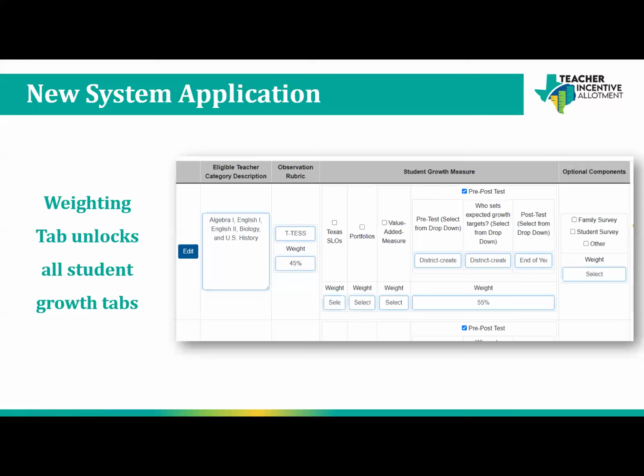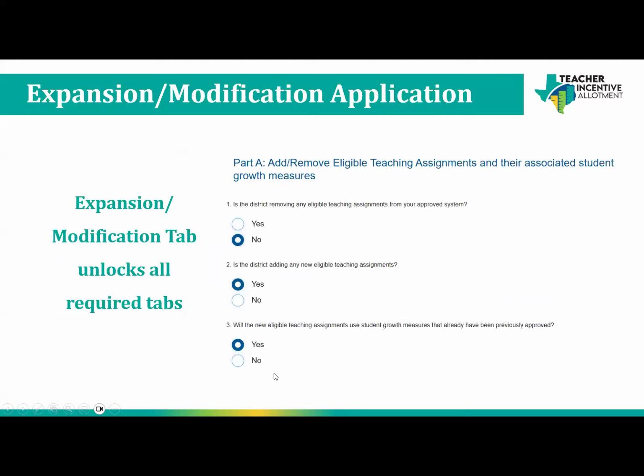So in this example, the other tabs, SLO, portfolio, and value-added measure, will be locked, because in this example, they're only using pretest post-test. So that's the only tab that will unlock, and that's the only tab that they have to fill out in terms of student growth. For expansion modification applications, it's a little bit different.